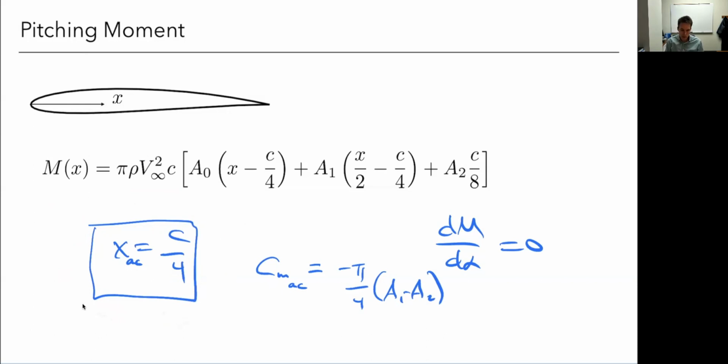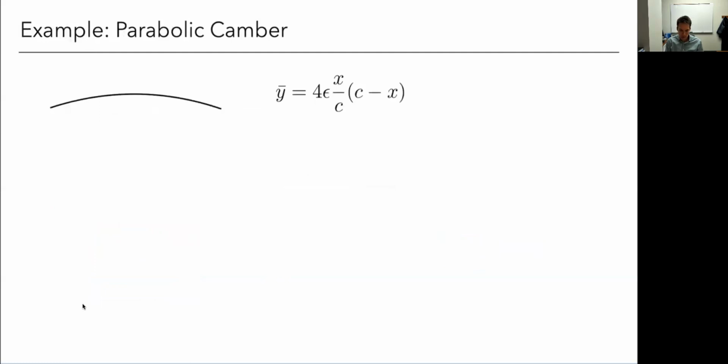Okay, so I just want to do one last example as we're wrapping up. Let's just do a very simple case where we can do some things analytically. Here's a camber line that's parabolic, so it's like a quadratic shape. Epsilon is just some arbitrary constant. It just helps me move it up and down. I'm not sure why I put the 4 in there. We don't need that because it's an arbitrary constant. If I make it bigger or smaller, it's still quadratic, but it changes the shape, right?